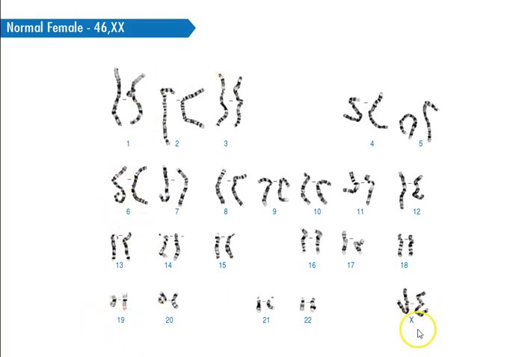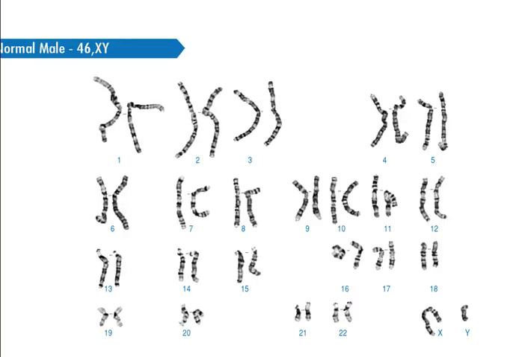Females have 2 X's, so they have 23 chromosome pairs that look exactly the same. Males have an X and a Y. The Y chromosome determines the male sex.